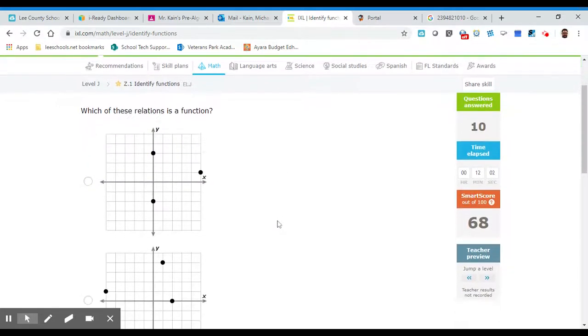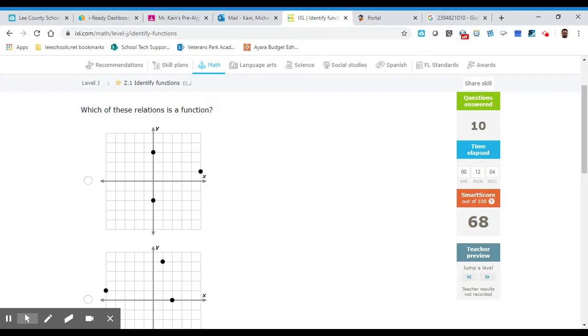Okay. Now we have multiple graphs. So which of these relations is a function? In other words, which of them will pass the vertical line test? This one does not pass the vertical line test because you have a point here and a point here. X can't be 0 and 3 and 0 and -2. That doesn't make sense. So this cannot be a function.